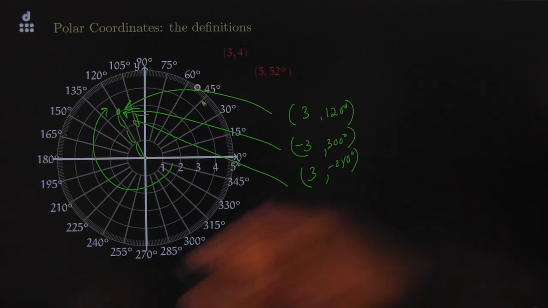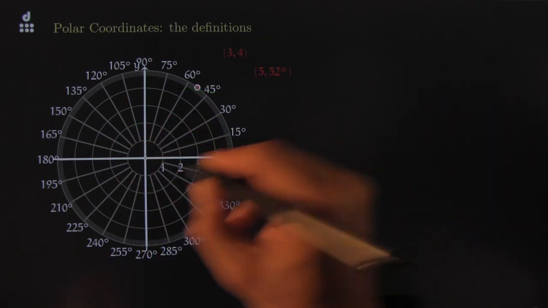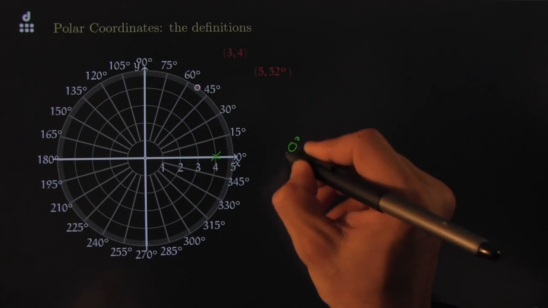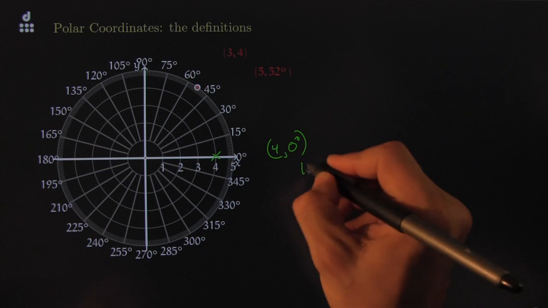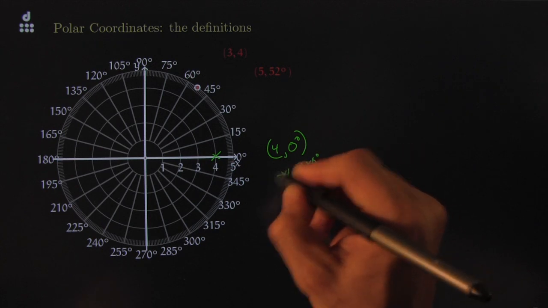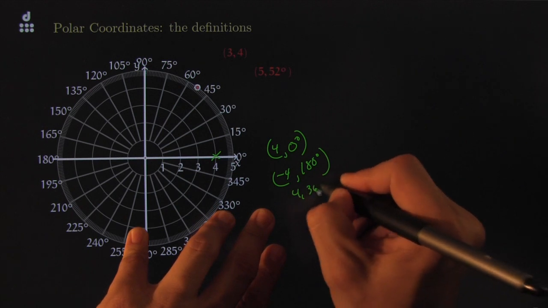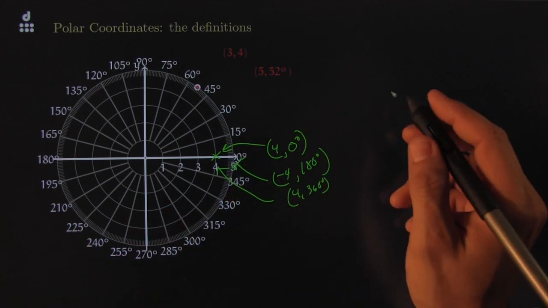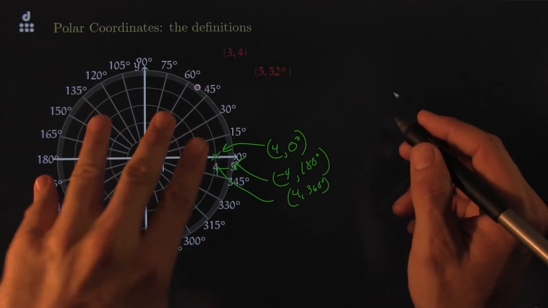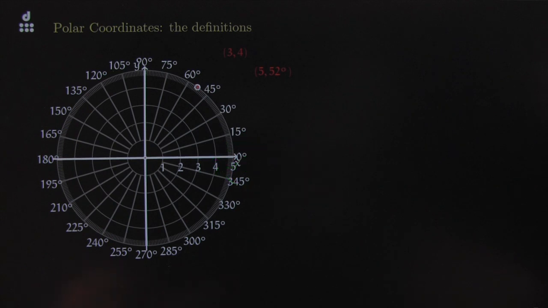This happens all along on polar coordinates. This point, for example, you might say, well, you're going in the 0 degrees direction for 4 units, but you could also say, you know what, actually I was looking backwards at 180 degrees and I travel backwards. Or again, 4 at 360 degrees. All these represent the same point.